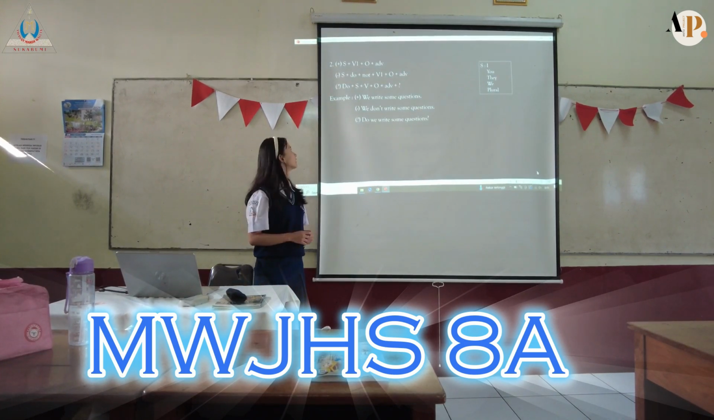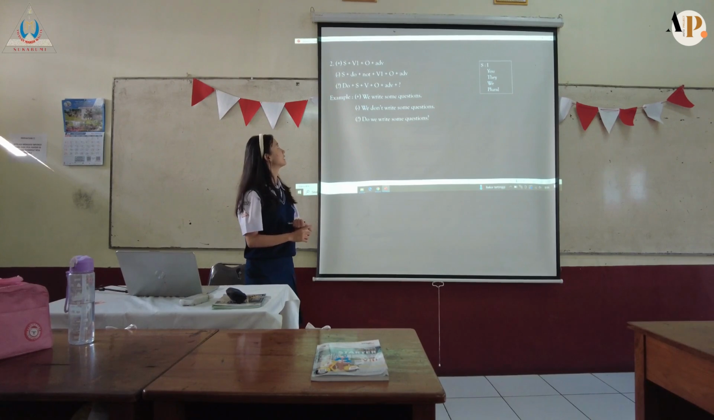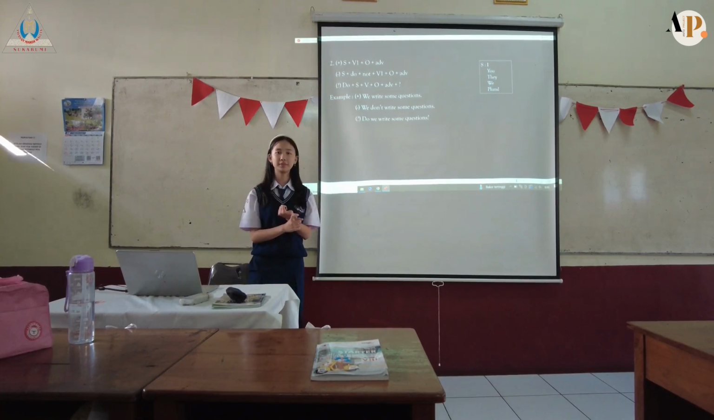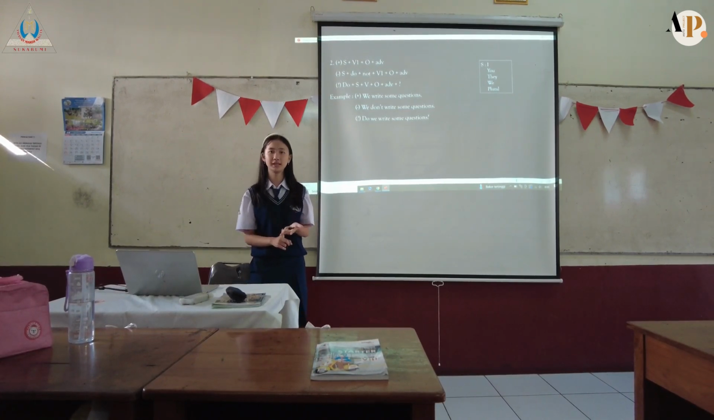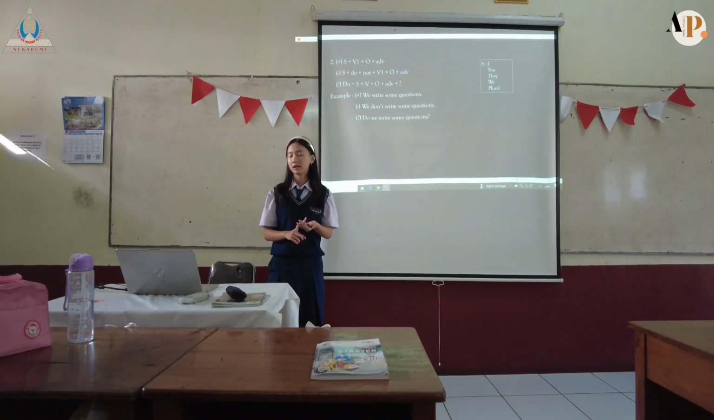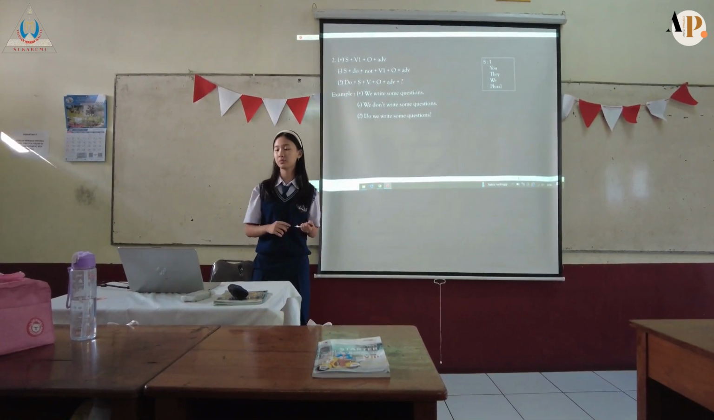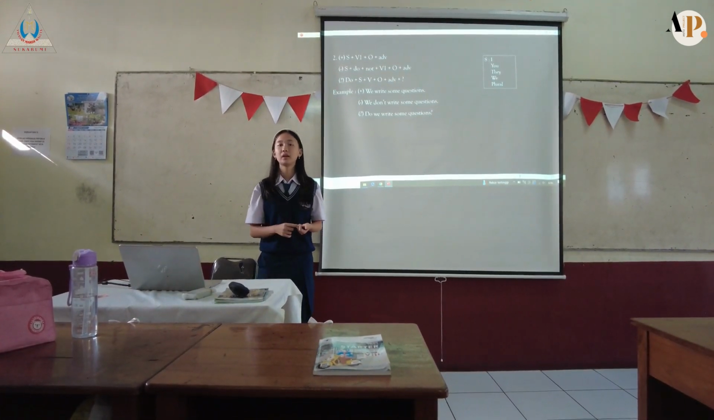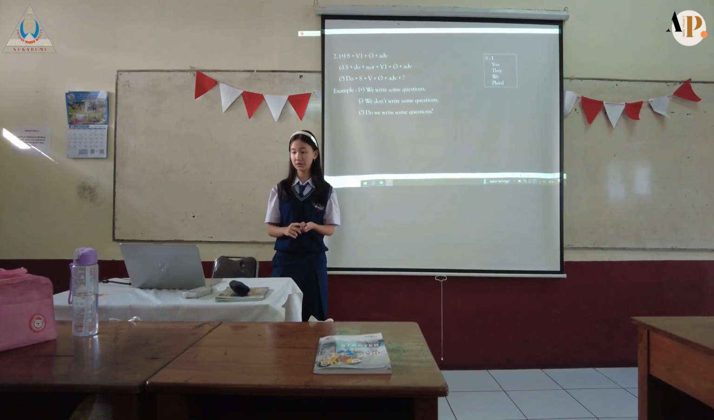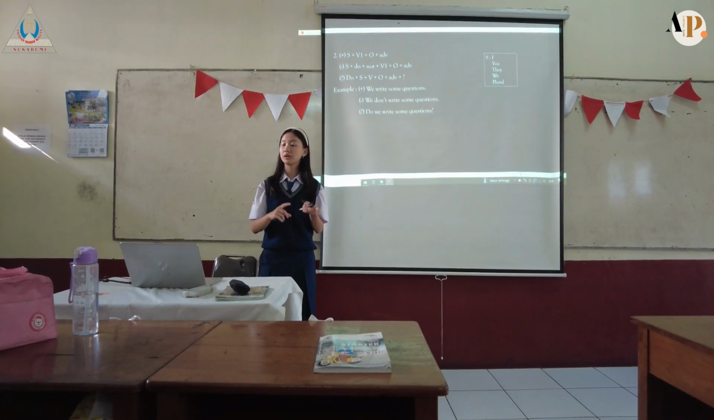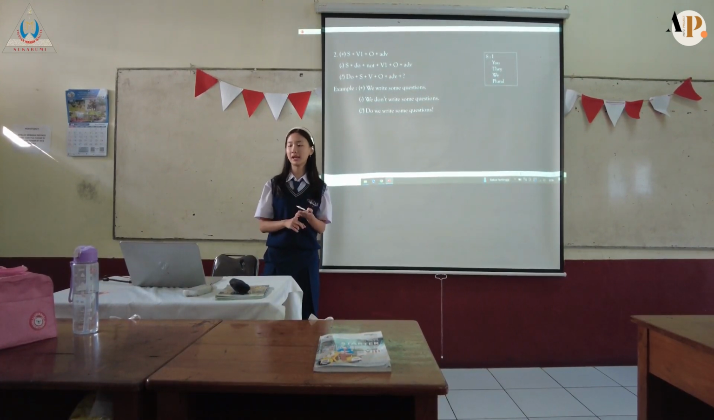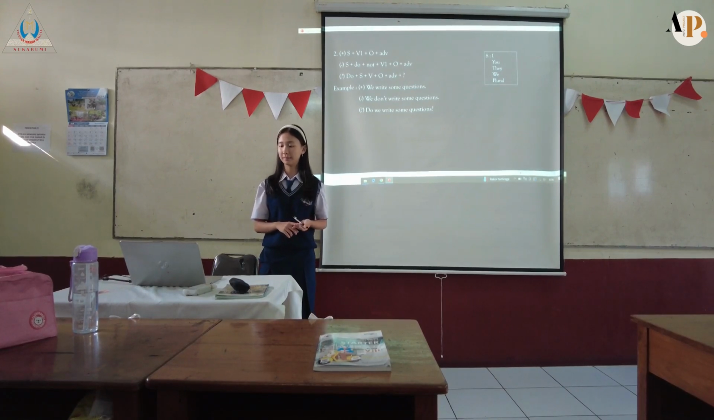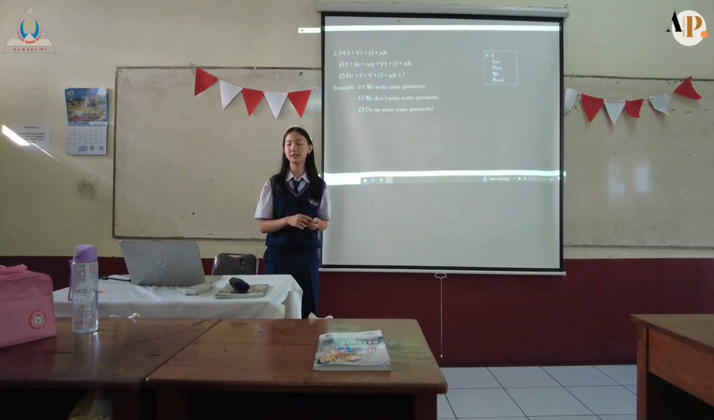For the second pattern, for the positive sentences, we use subject, verb, object, and also adverb. The example is we write some questions. For the negative sentences, we use subject, do, not, verb, object, and adverb. The example is we don't write some questions.